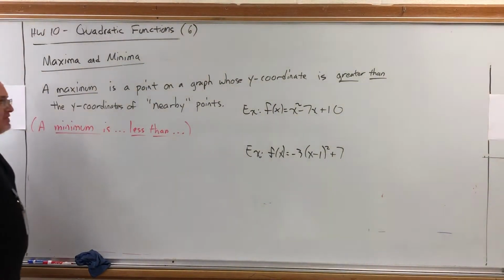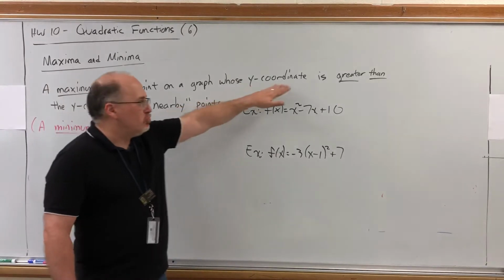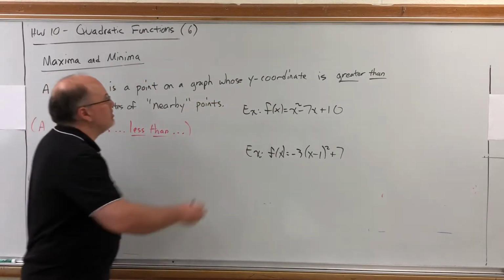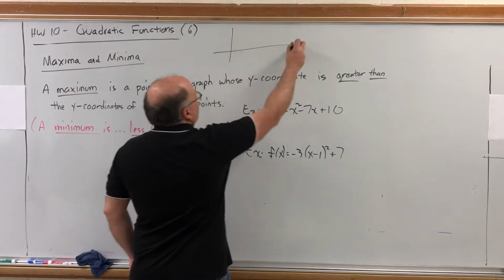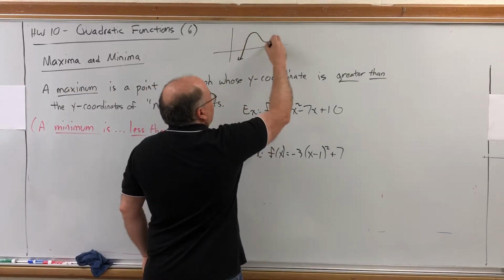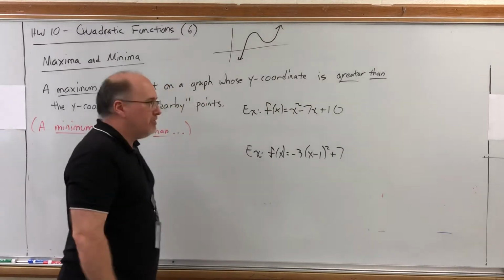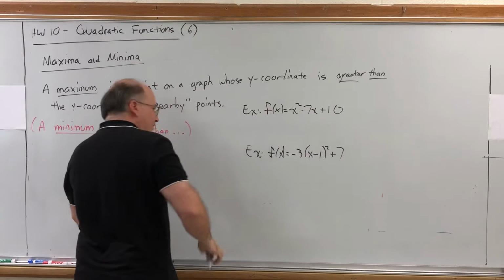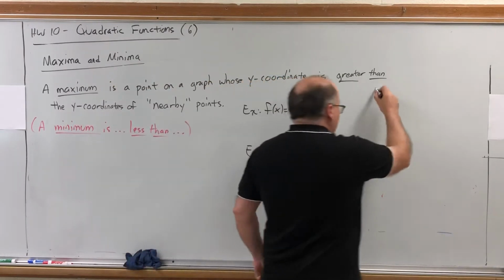Well, a maximum is a point on a graph whose y-coordinate is greater than the y-coordinates of nearby points. Let me show you what I mean by nearby. Let's say we had a graph that looks like this. We don't, but let's say that we did. And let's say I draw that graph just a little bit larger for the benefit of those watching this video. We'll do it over here.